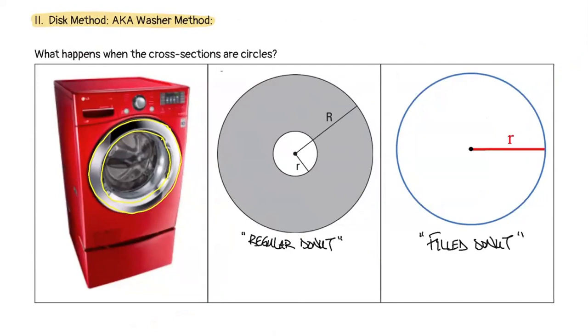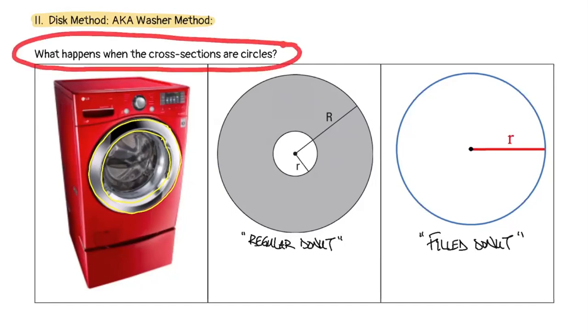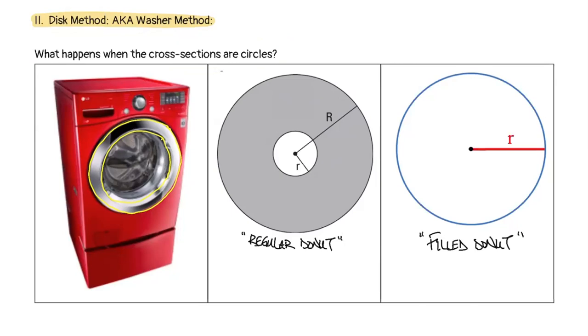And so when we're thinking about the disc method or the washer method, one of the things that we should naturally be asking ourselves is, when would we use these methods? It turns out that there's a very special case of cross sections. In particular, we want to be looking at what happens when cross sections are circles. So no triangles, no rectangles, no squares, no semicircles, no quarter circles. We literally mean an entire circle, a full circle.